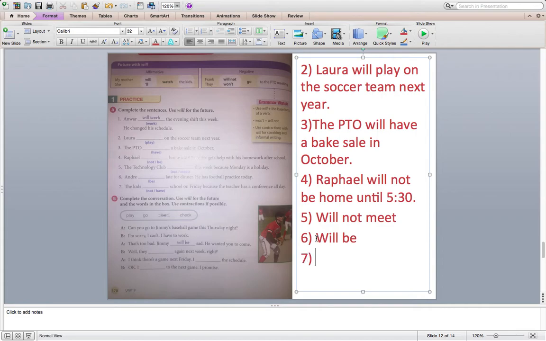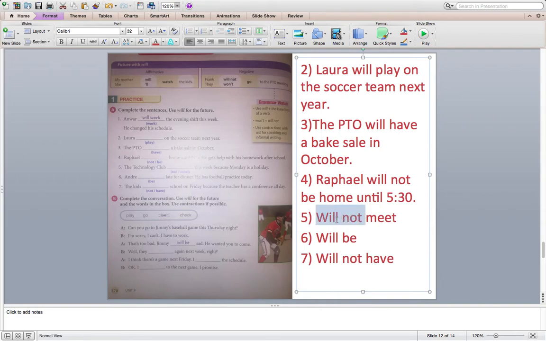Then you have 7. The kids, you have to use the verb have with not. School on Friday because the teacher has a conference all day. The kids will not have school on Friday because the teacher has a conference all day. So that's some good practice for you using will and will not.